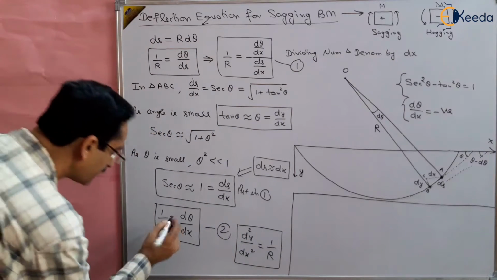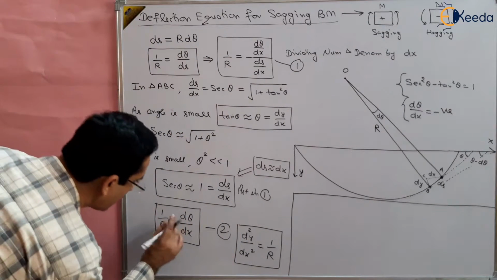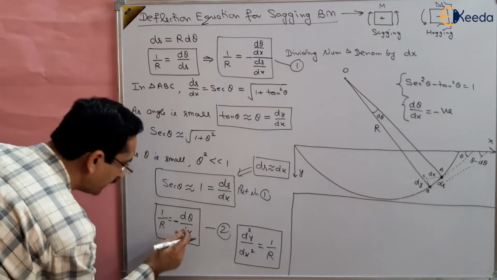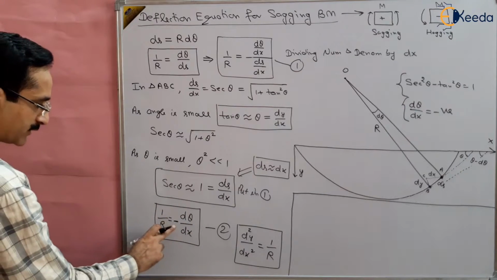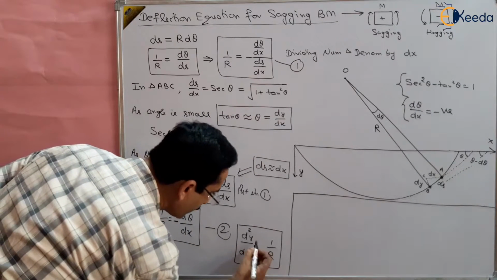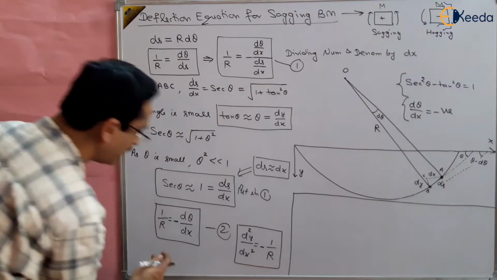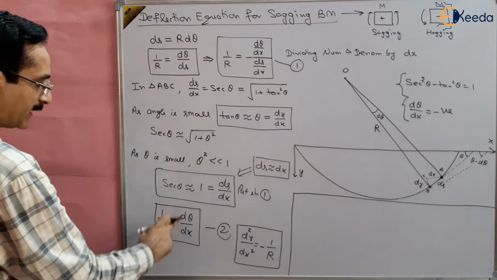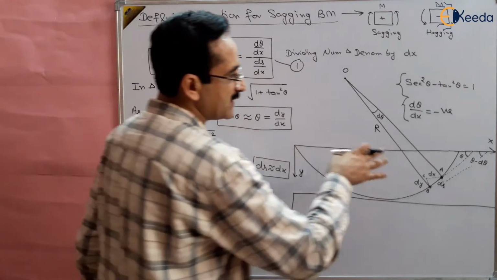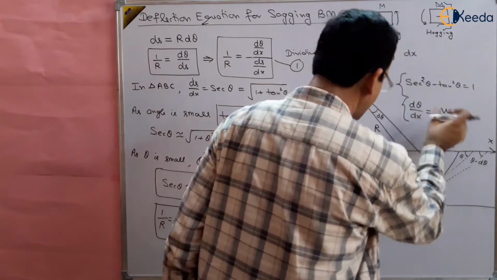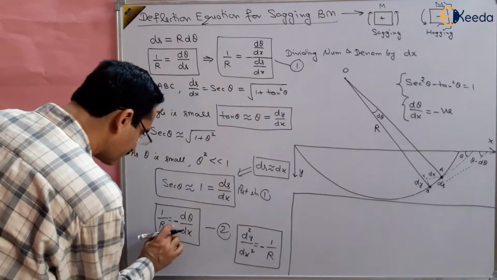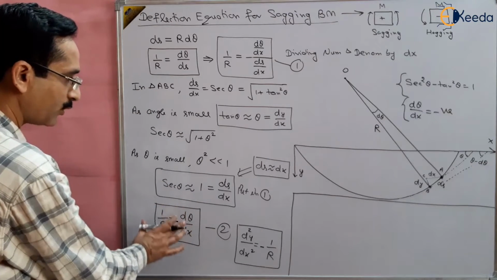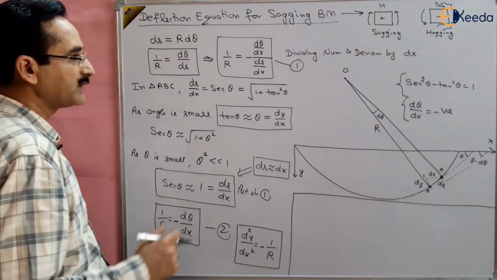So from here we can write 1 by r equal to d theta by dx. We can apply a negative sign here, so that negative and negative will become positive, because we know that d theta by dx is coming negative, right? That's why I am putting negative here, so that this may be compensated, because theta is decreasing in x direction. So the exact equation may be obtained, right?